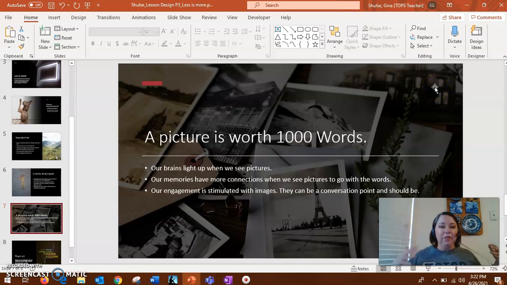And of course, I talked about this in the last video. I'm going to talk about it again. A picture is worth 1,000 words. It really is. Put more pictures in your slides and fewer words. Our brains light up when we see pictures. Our memories have more connections when we see pictures to go along with the words. Our engagement is stimulated with images. If there's a cool picture on the screen and maybe one or two words, I'm really curious what this teacher is going to do with it. Okay, so our engagement is stimulated and it becomes a conversation point. Allow your students to talk in class. Less is more. They will grow.